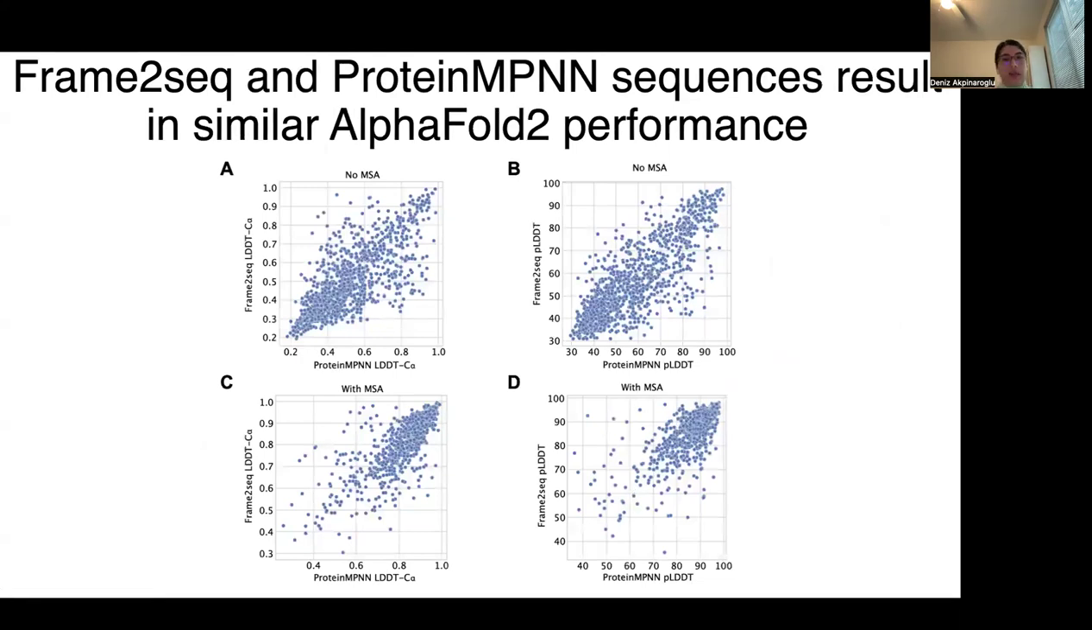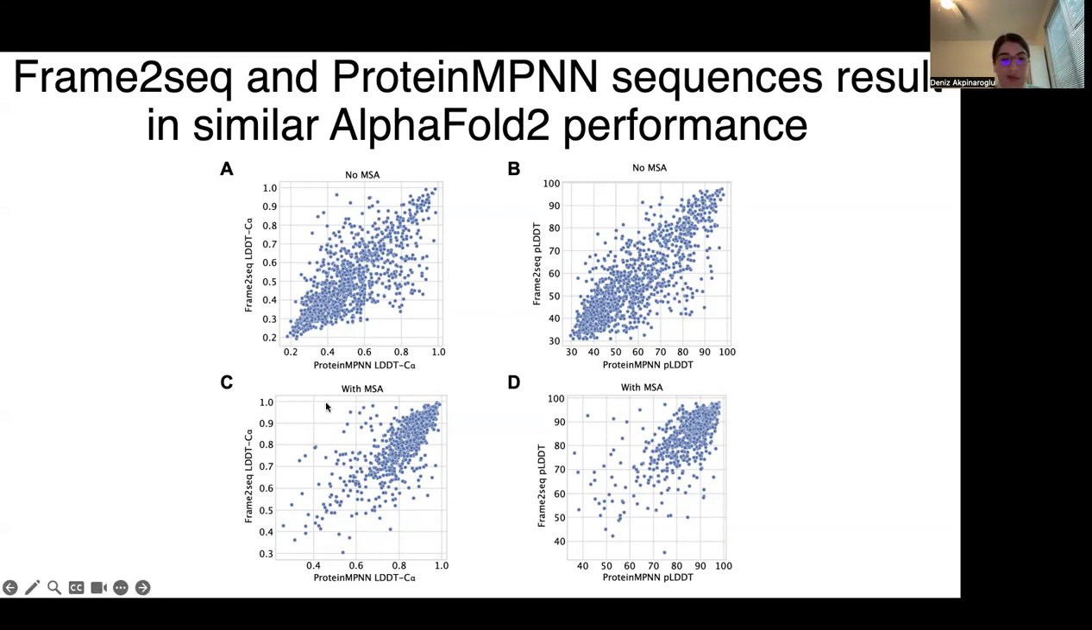And here are some quick results in terms of how both of these models perform with AlphaFold 2, essentially how their AlphaFold 2 predictions compare against each other. In this case, A and B are when provided no MSAs and only a single sequence, so it's either a Frame2seq predicted sequence or a ProteinMPNN predicted sequence. What we're looking at is the accuracy of the AlphaFold prediction, the output from AlphaFold, versus the confidence between the two models. And what we see is that they perform similarly. There is a table on this with more information, but essentially they perform similarly.